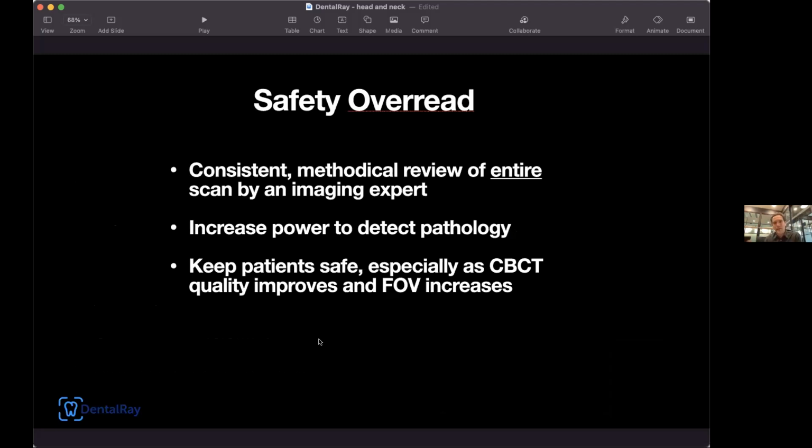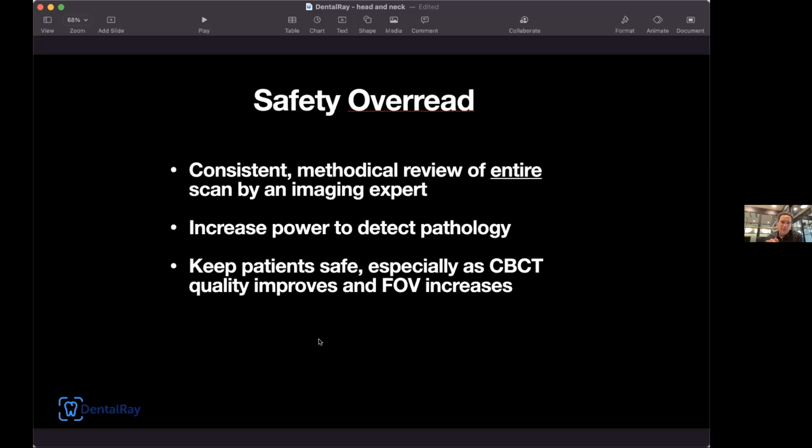I think one of the points for me, as I've been working with dental practices, is that for your patients' safety, a consistent, methodical review of the entire scan by an imaging expert is critical. It doesn't have to be me, it doesn't have to be one of my colleagues, but somebody, as Garry and Eliot pointed out, who's a fully accredited practitioner who's demonstrated a sufficient level of expertise to review the entire scan. I really can't emphasize that enough.